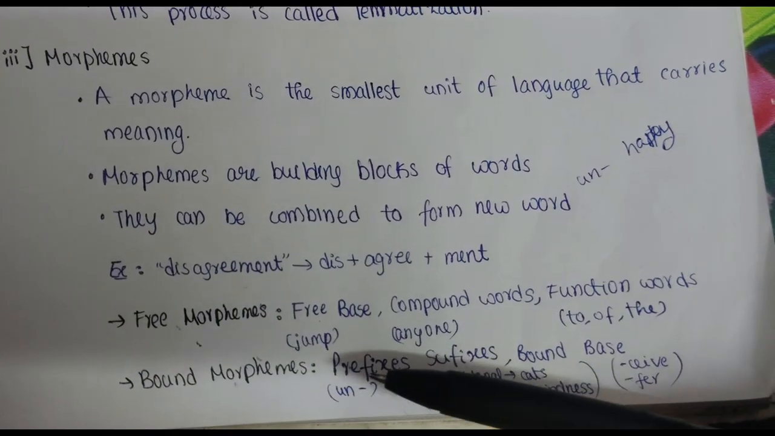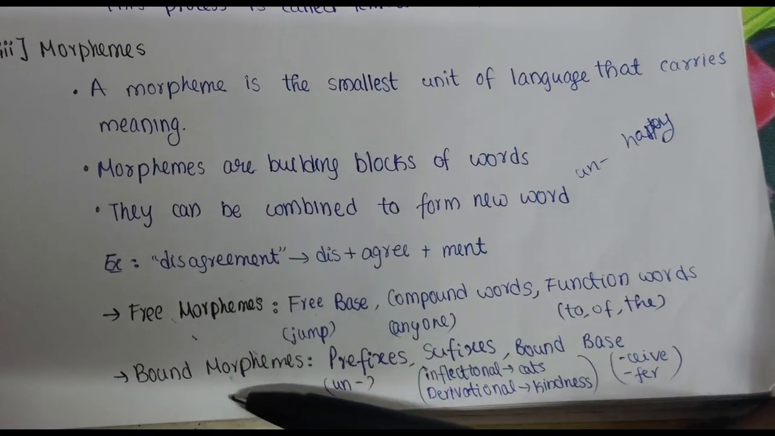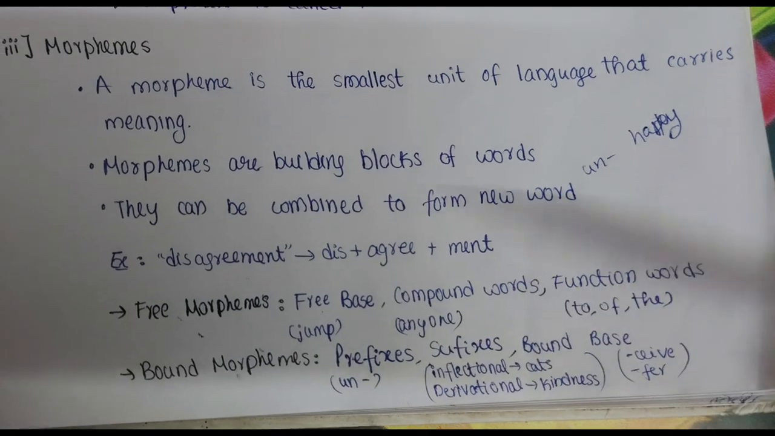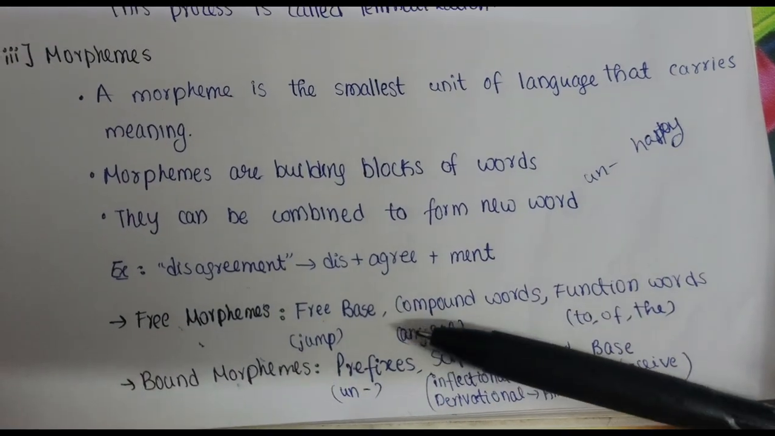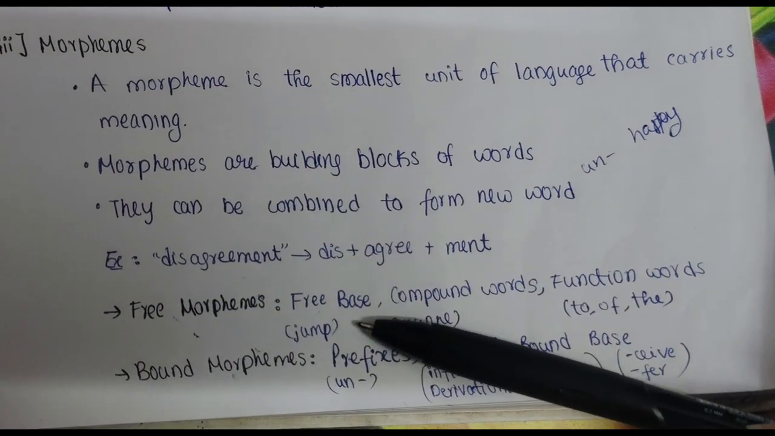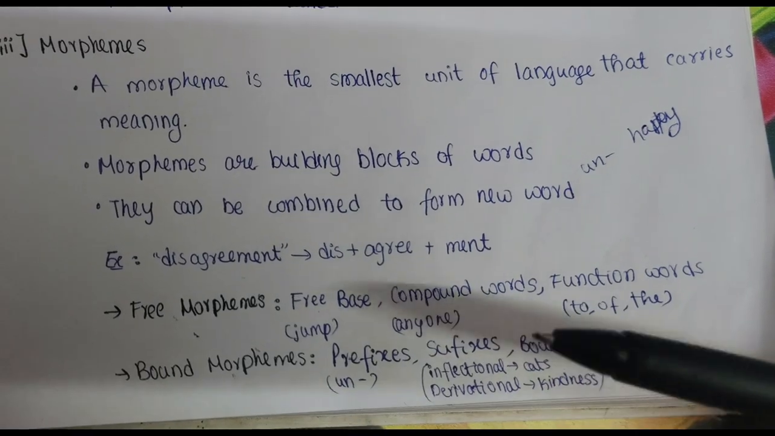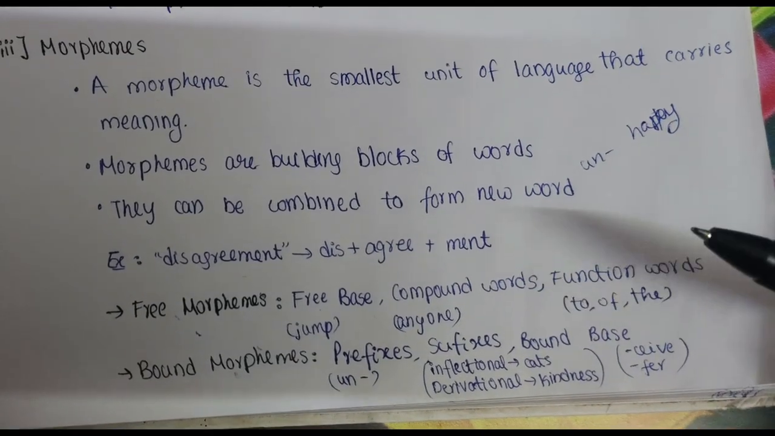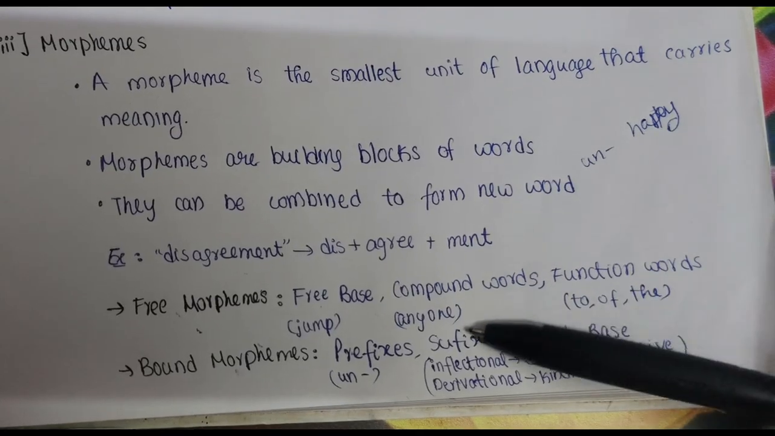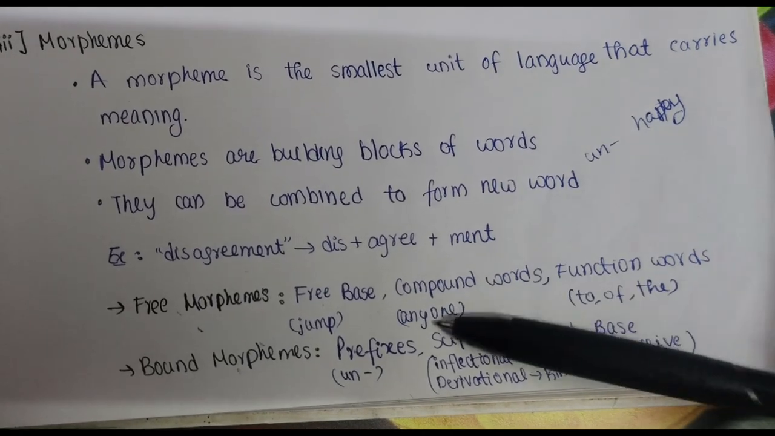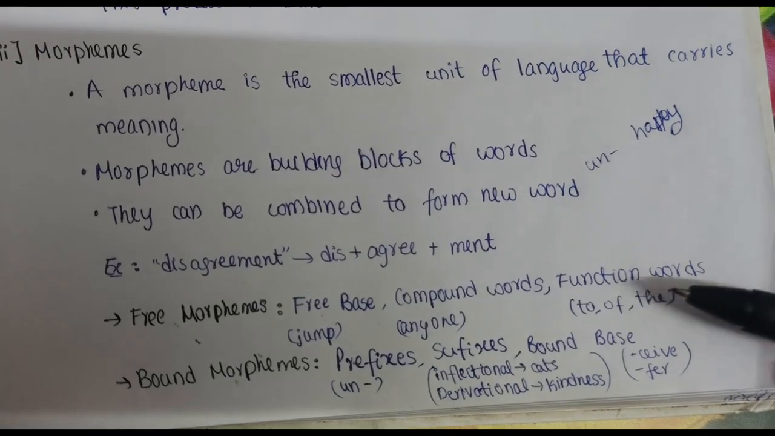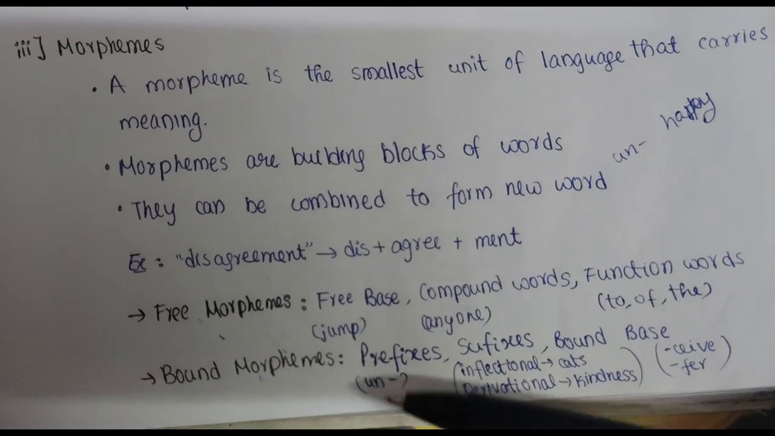So we have two types of morphemes, that is free and bound. In free, we'll have free base, compound words and functional words. Free base is nothing but jump, run and normal words, okay? Compound words are things like anyone, everything. Two words combined form a single word, right? That is known as compound words. In functional words, we get to, of, the, etc.